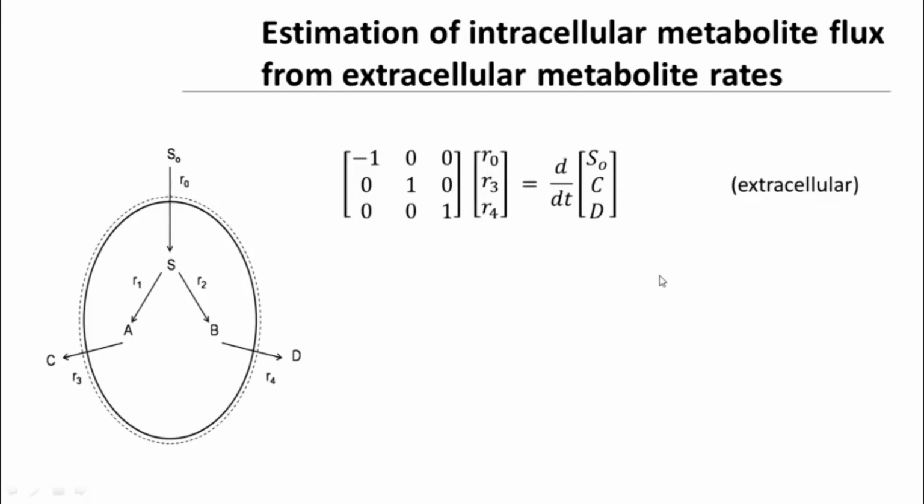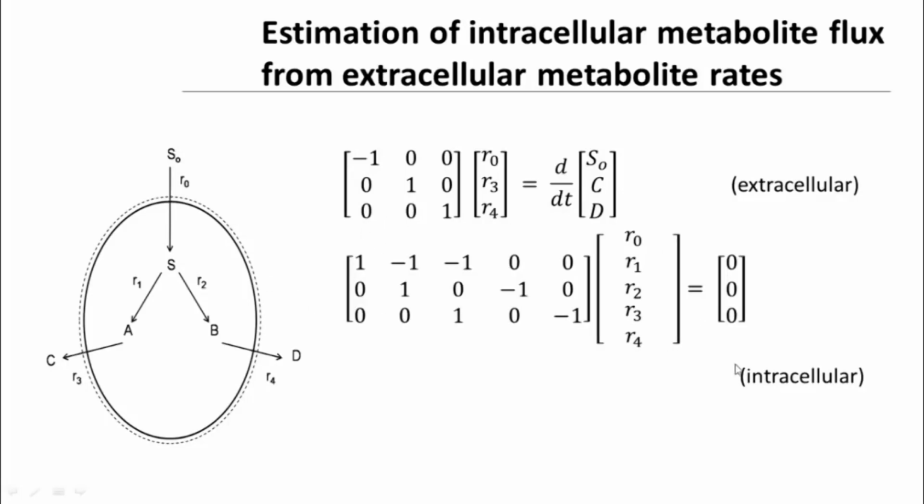We know that the formulation corresponding to extracellular metabolites is this. We had already seen that earlier. Minus 1 0 0, 0 1 0, 0 0 1, R0, R3, R4. These are the rates that correspond to extracellular metabolites, d dt of S0, C and D. The equations corresponding to extracellular metabolites have been written in this matrix form. And this is the intracellular one.